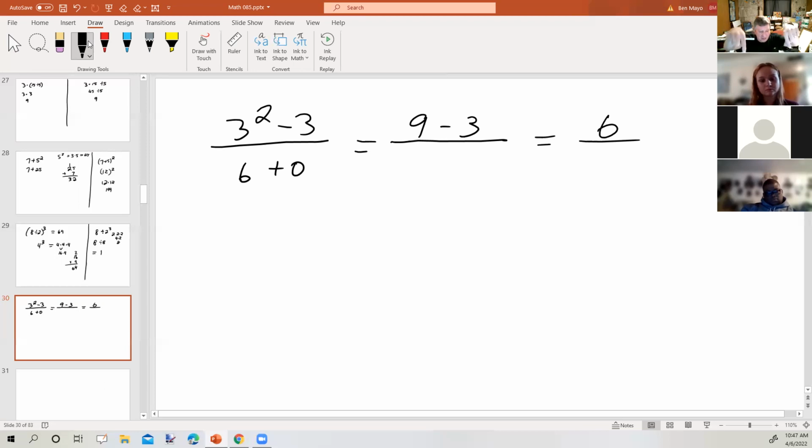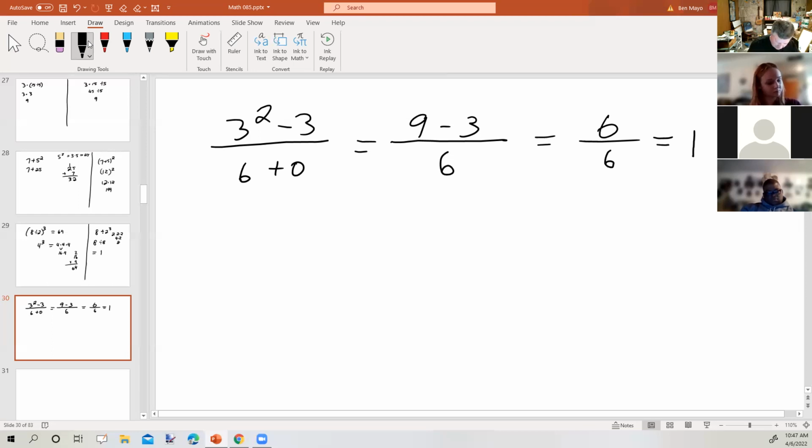Now I will move downstairs to the denominator. 6 plus 0 is 6. Can't do anything more with it yet, so I carry it on over here. Now that I've simplified the numerator and the denominator, 6 divided by 6 is 1. Any questions there?